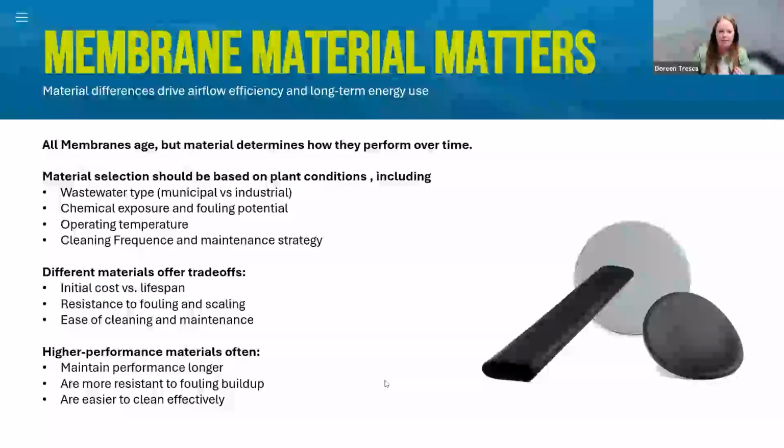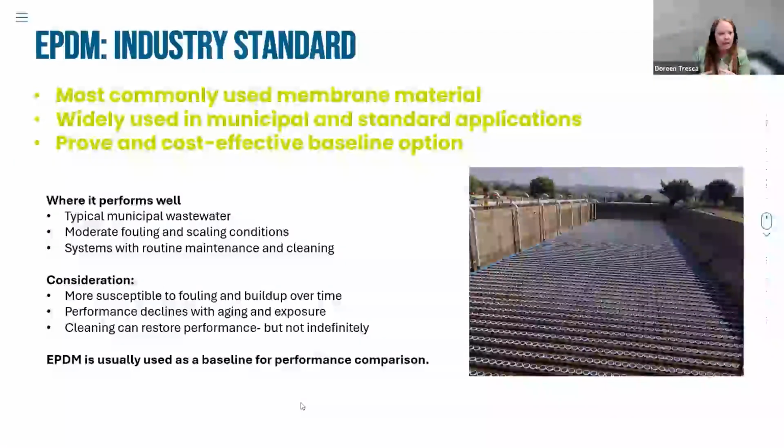Next, we're going to go into some of the different membrane materials and some of the more common ones you're going to see in the field. Right now, EPDM is generally what you'll see when you're looking at a disc diffuser with a rubber membrane. That is the industry standard and what you see most of the time. It's what most systems have been running. It's widely used because it provides reliable performance. It's a cost-effective option compared to some of the more advanced materials. In typical municipal systems, it performs very well, especially where conditions are stable and maintenance is done routinely.